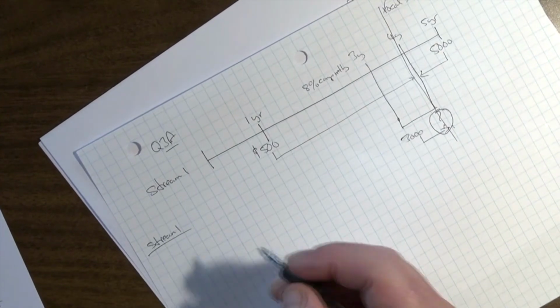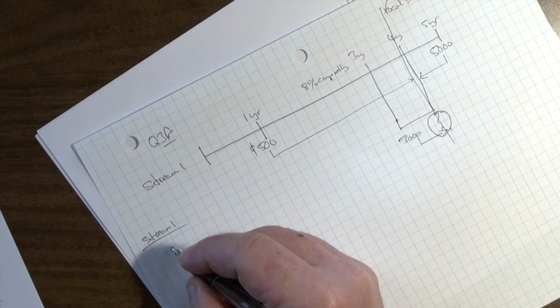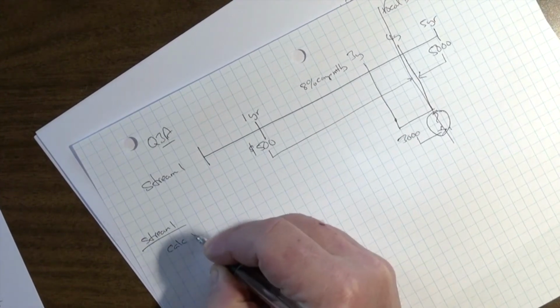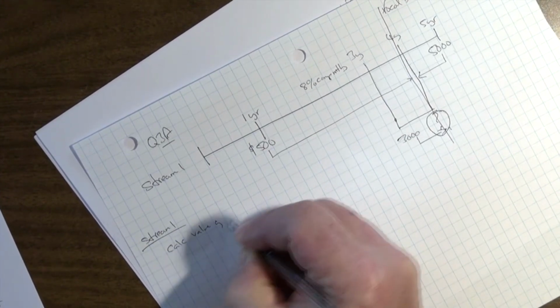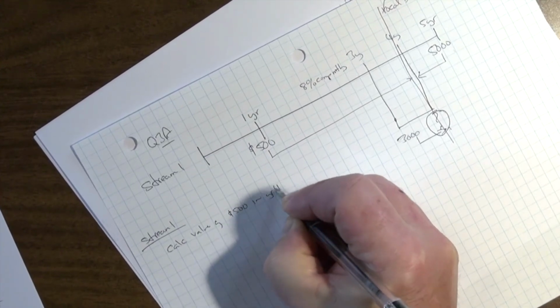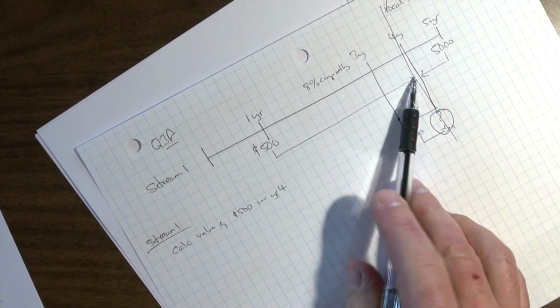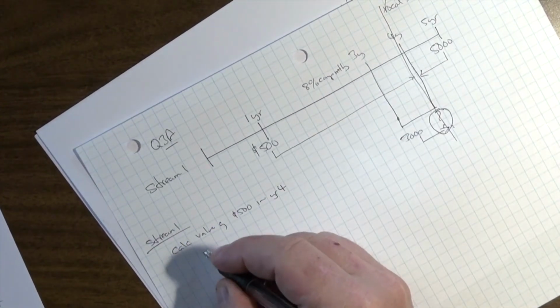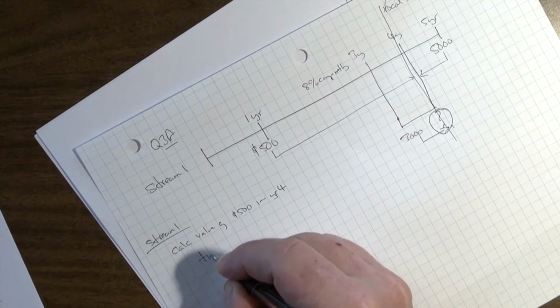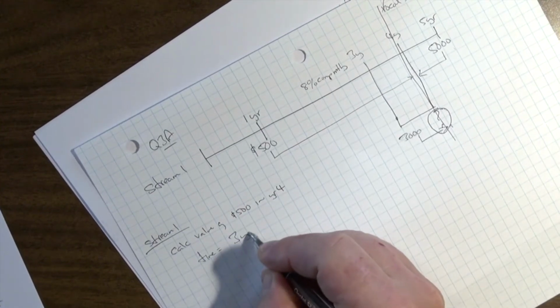Okay, stream 1. Now what we're going to do there is calculate the value of the $500 in year 4. That's essentially what we're doing. We're going to take that 500, bring it up to year 4. Now, how far away is that? Well, going from year 1 to year 4 is 3 years' time.